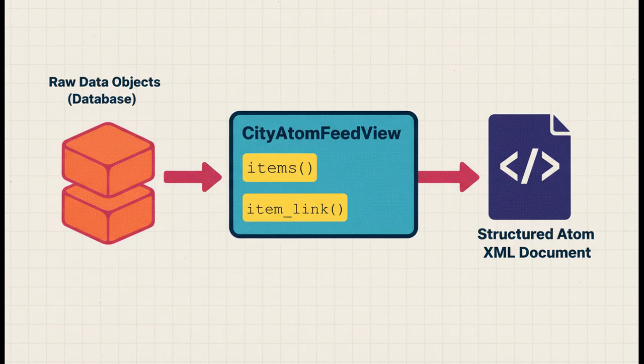Think of this City Atom Feed View class as a translator. It takes our raw data from the database on the left, and using Django's built-in tools, it maps that data into a feed. The items method is what grabs the data, and then other methods like item link tell Django exactly how to turn each of those objects into a structured entry for our final XML file.